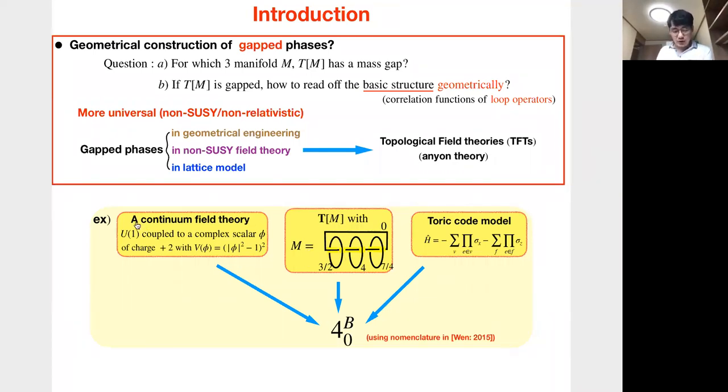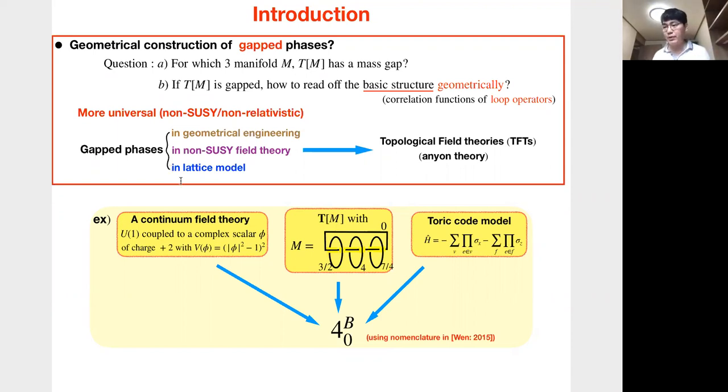And there's also a more familiar continuum field theory description of this gapped phase, which is a very simplified U(1) gauge theory coupled to a complex scalar with charge 2 with some superpotential. In this theory, there is a gapped phase, and in the IR this theory will describe the same physics. So this topological phase, or theory of anyons, can be realized in various ways: in a condensed matter system, or in M5-branes, or in continuum field theories. So this is one example that these gapped phases are universal.